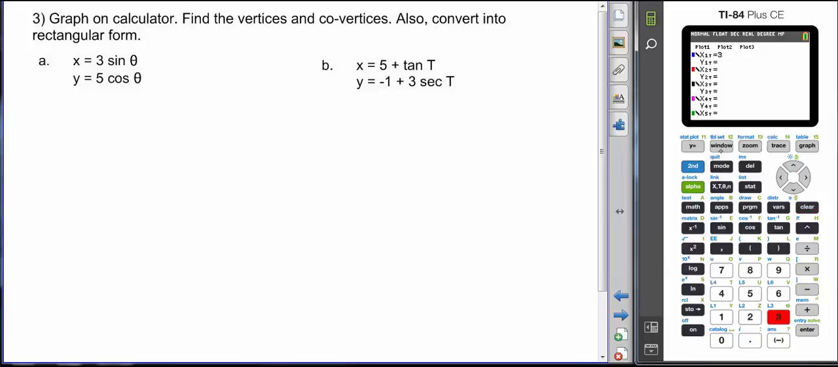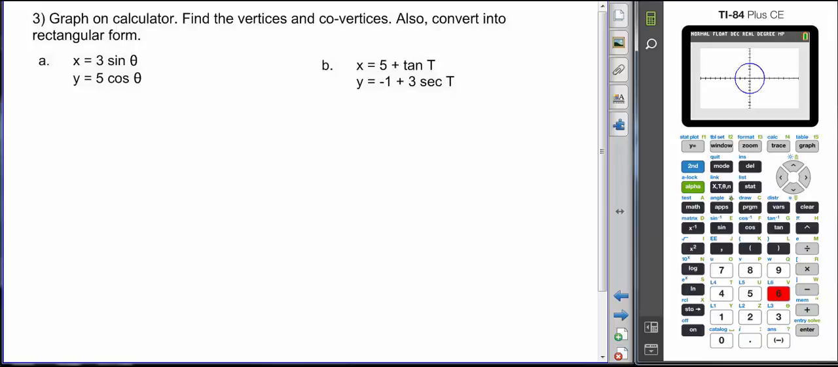3 times the sine of theta. And now remember, since we're in parametric mode, it's actually going to say sine of t. That's okay. It's just the variable, whatever variable it is is fine as long as it's consistent. So 5 cosine of t. And I actually kind of like the standard zoom on this because it's a trig-based zoom. So you can look at it there.